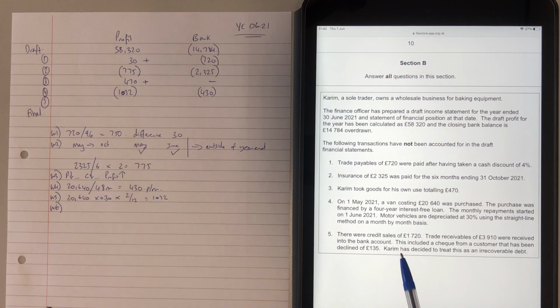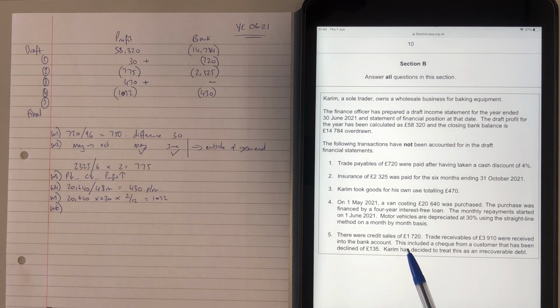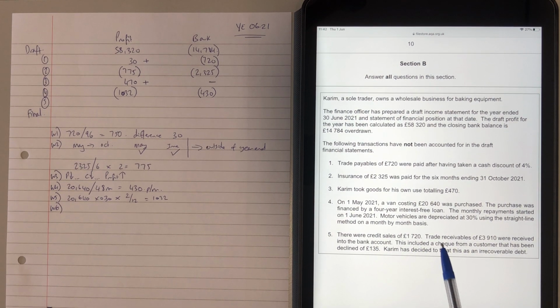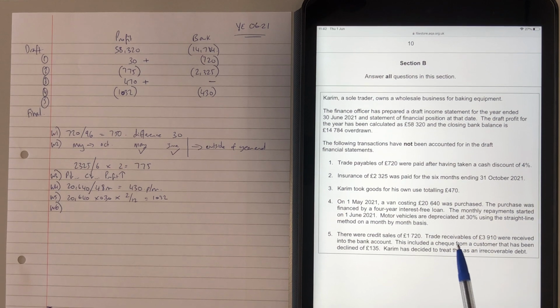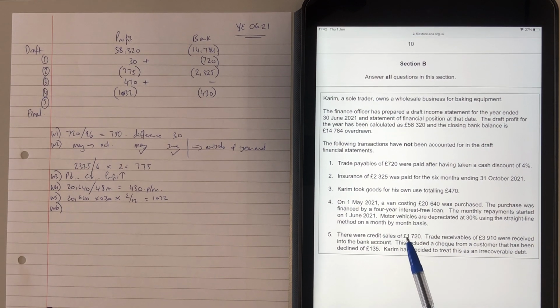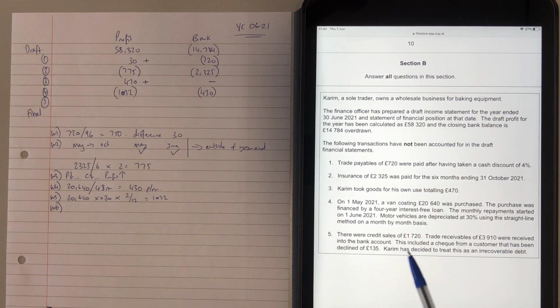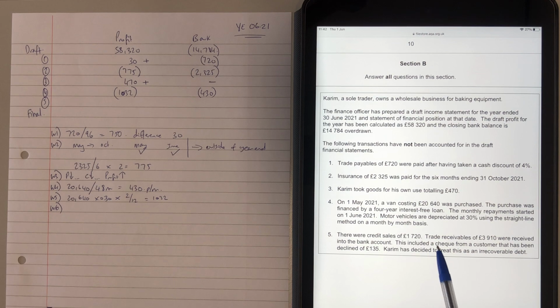Okay, this one here, there's also, I think, sort of information overload. Some people, they might get confused by this. Okay, so let's have a read. There were credit sales of 1720. Trade receivables of 3910 were received into the bank. Automatically, you're thinking, what's going on there? They got credit sales. Then they've got trade receivables, money's coming in, and then this included a check from a customer that had been declined, and that was treated as irrecoverable debt.